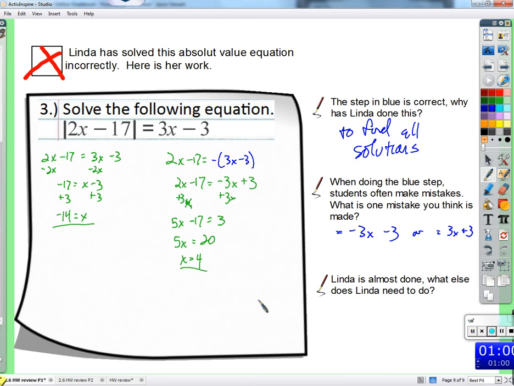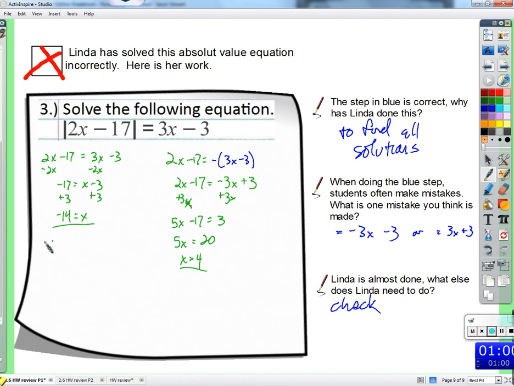And then she has to do one more thing. What does she need to do? Check her solutions. And how does she do that? Plug in 4 for x. Negative 14. Plug in negative 14 for x. And whatever one comes out to where it works out, if it works out, that solution is correct.